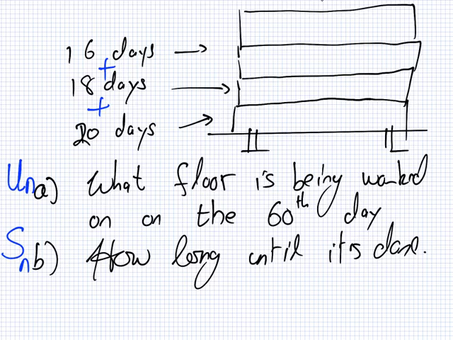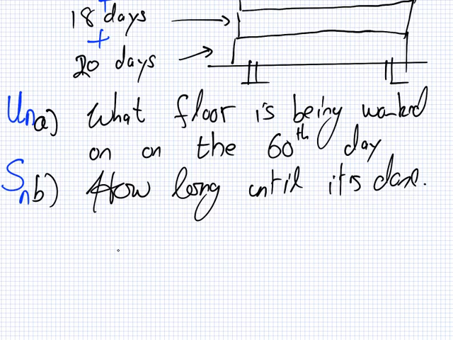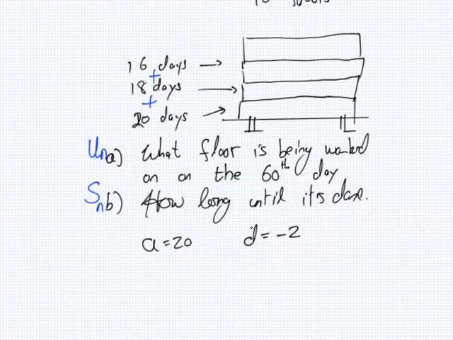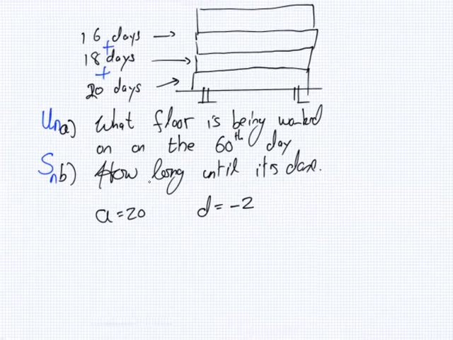So, let's look at the first part. It's an AP, the a is 20, and the d is minus 2. And we want to know what's being worked on the 60th day. Sorry, I meant to say AP, not GP. It's AP, and the d is minus 2.